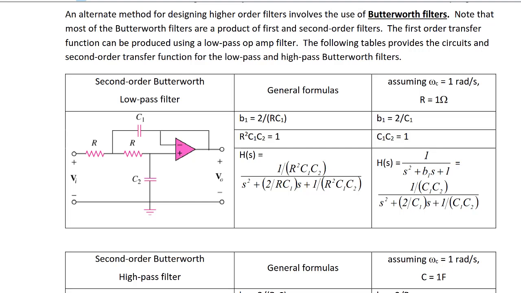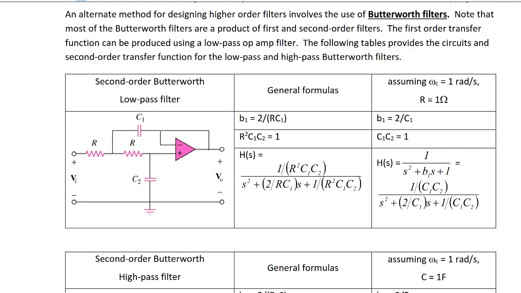An alternate method for designing a higher order filter involves the use of Butterworth filters. Note that most of the Butterworth filters are a product of first and second order filters. The first order transfer function can be produced using a low pass op-amp filter, and the following table provides the circuits for the second order transfer functions for the low pass and high pass Butterworth filters.